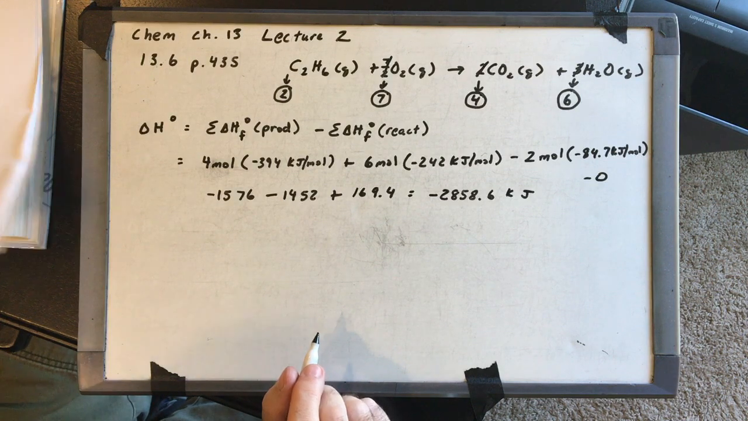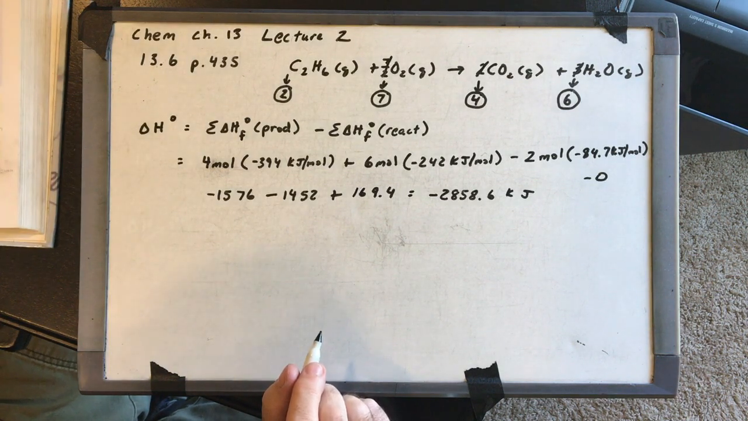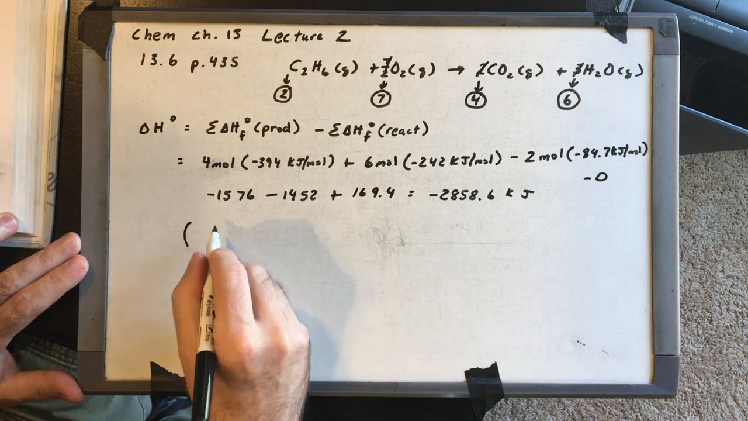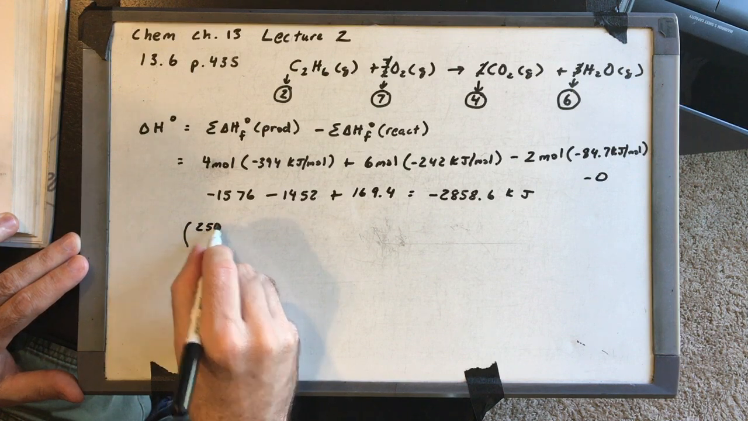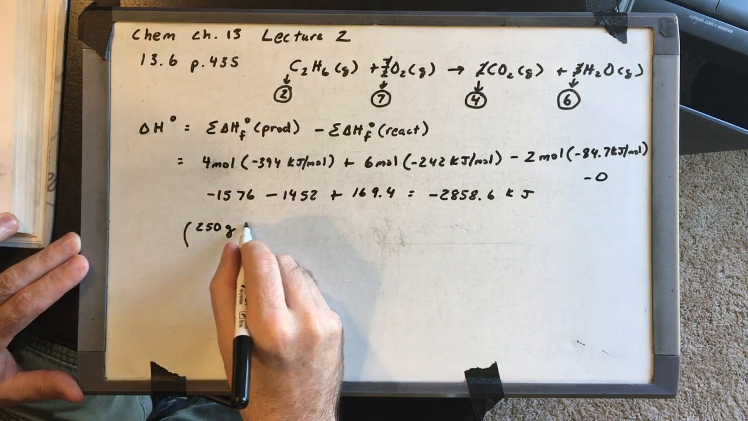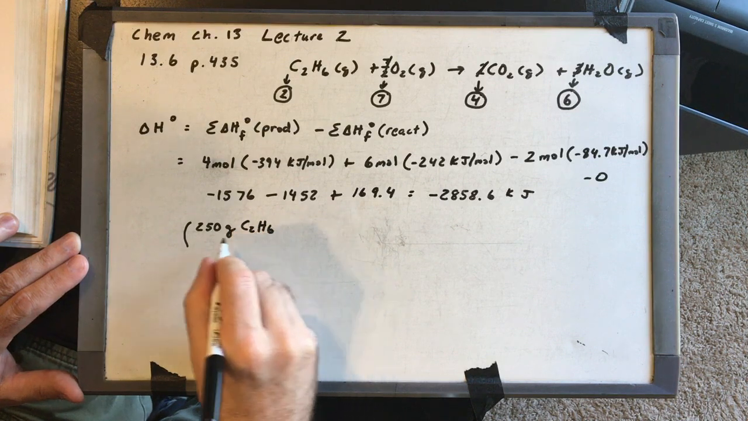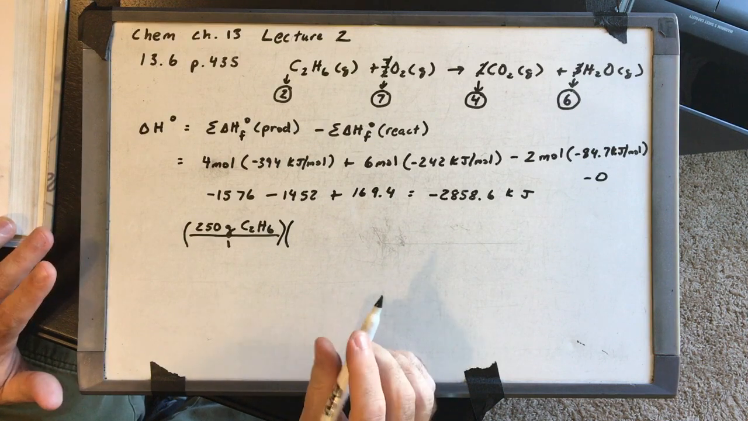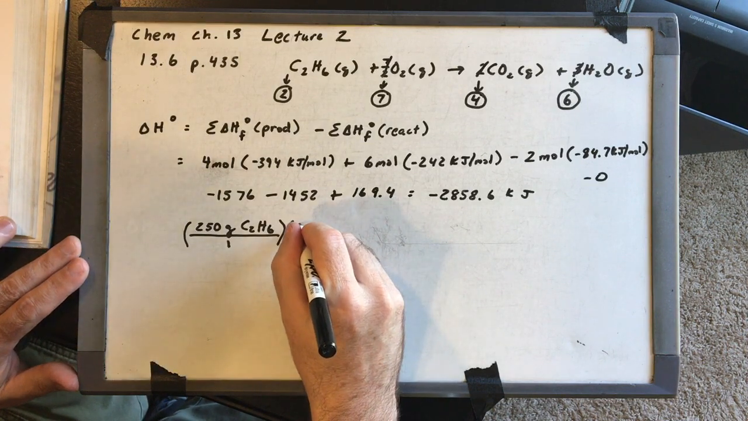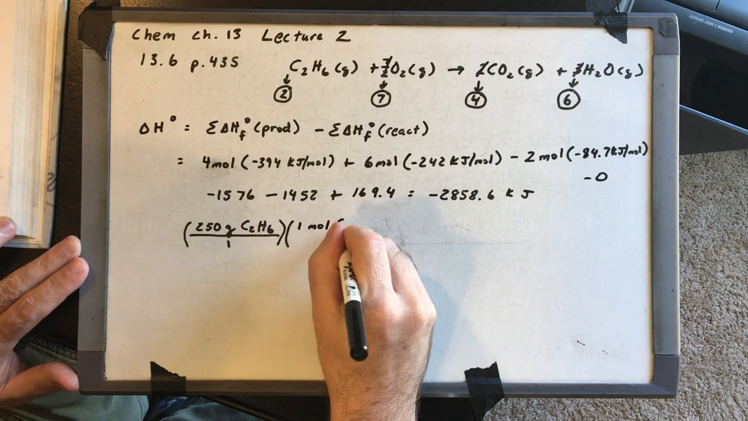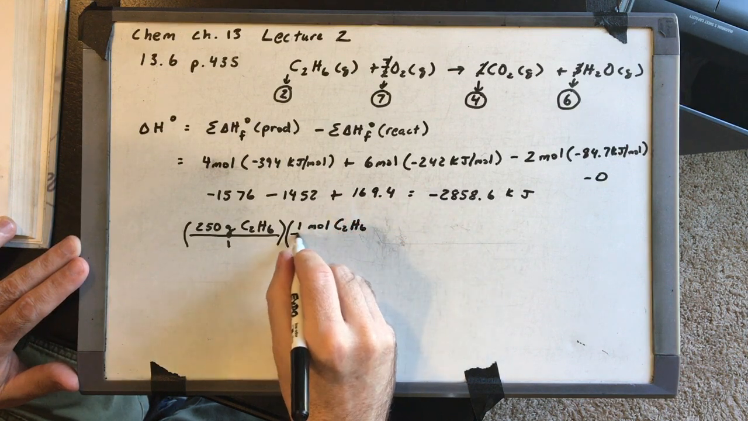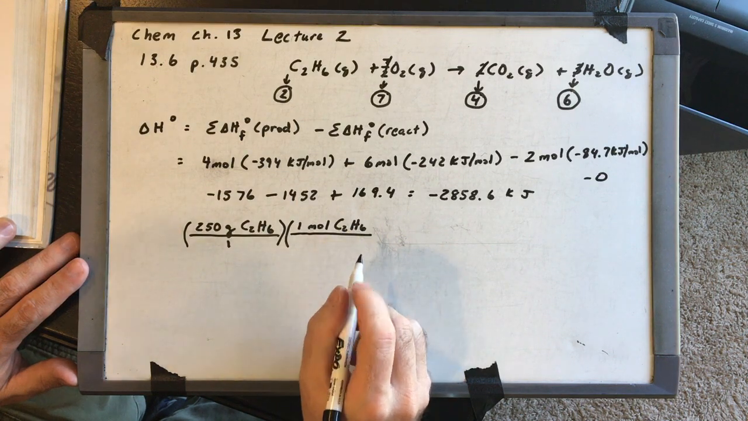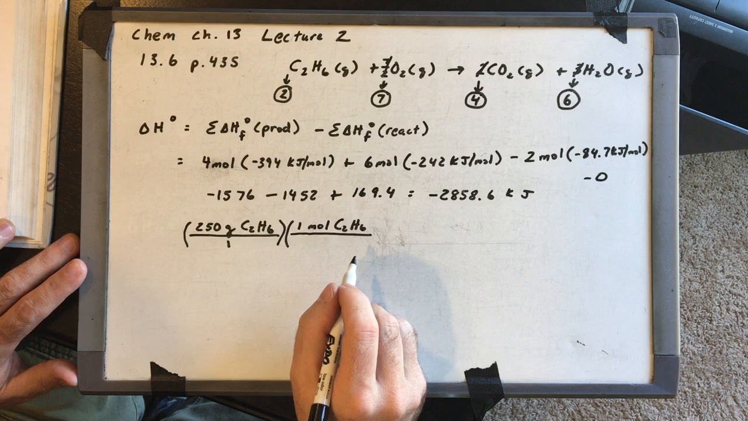Okay, now we can do the stoichiometry. It says how many kilojoules are released when 250 grams of ethane are burned. So you start with the mass of ethane, 250 grams of C2H6. Let's put that over 1. We need to change that to moles of ethane. So we've got 1 mole. What's the molecular mass of C2H6? Well, it's going to be 12 times 2, 24 plus 6, so 30 grams.